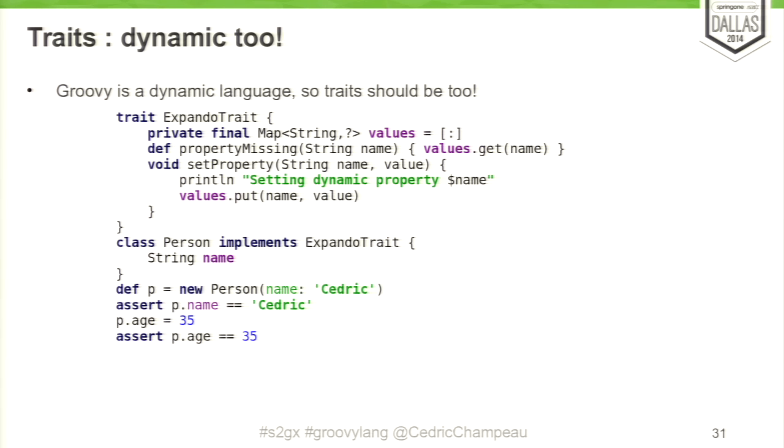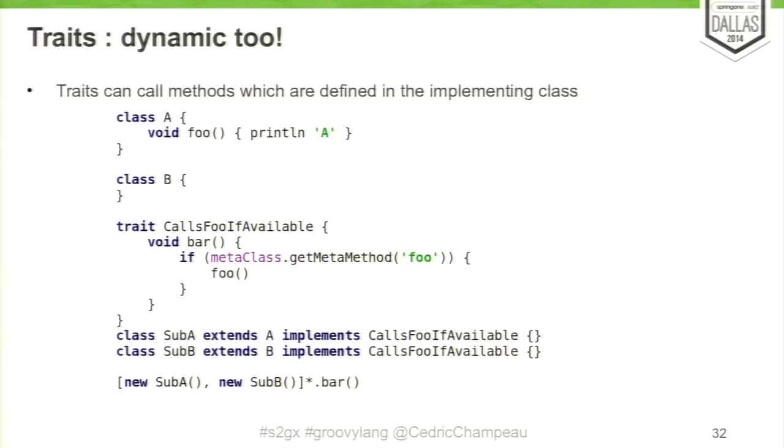And now when I do p.age, I'm getting property missing. So you've just done something very dynamic with traits. So this is an interesting feature to design actually DSLs in Groovy. So you can use the traits to define some common behavior in your DSLs in Groovy. So this is not limited to existing methods.